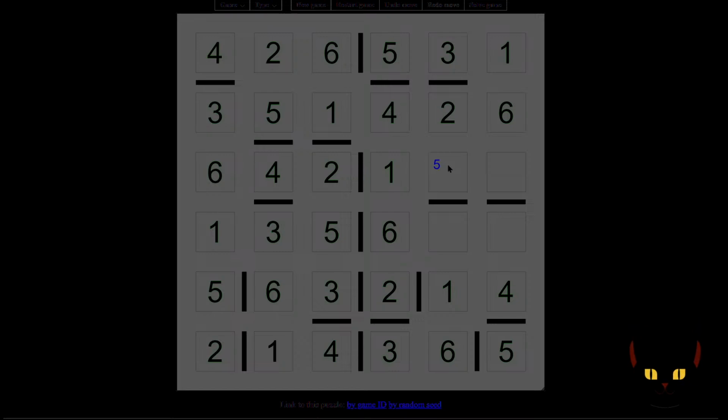It's a 3 or 5, but it's not 3. It's a 5. So that one's a 3. So this one is a 2, the only one that's left, and this one's a 4.